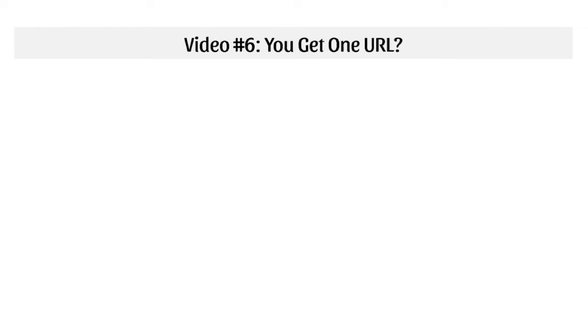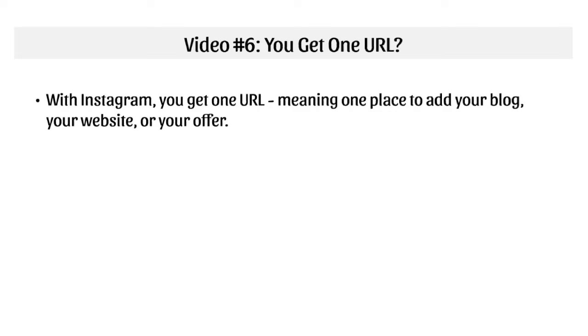All right, welcome back. This is video number 6. It's called You Get One URL. So that's the reality with Instagram, you get one URL, meaning one place to add your blog, your website, or your offer. It's not like Facebook where you can create a post every single time and put a URL directly to your offer. You get one URL, so you've got to choose it wisely.